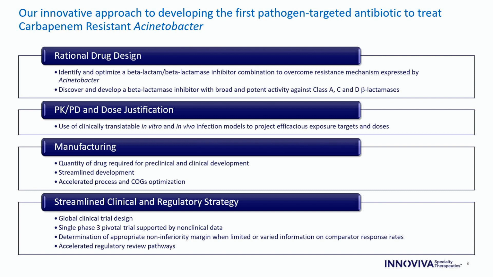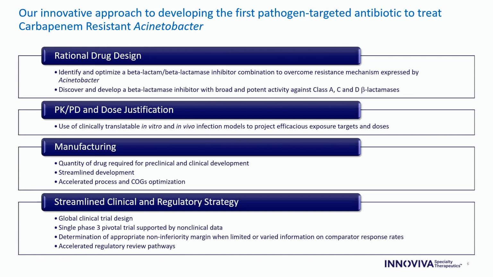Developing a pathogen-targeted antibiotic required innovation across the entire development pathway. Rational drug design: you need an appropriate beta-lactam, beta-lactamase inhibitor combination that could be specific for Acinetobacter. The beta-lactamase inhibitor needed to be unique and differentiated in a way that was broad spectrum. PK/PD and dose justification: how do you dial in the specific dose needed to target Acinetobacter? How do you get to the exposure levels that we need? It's going to be specific for this bug.